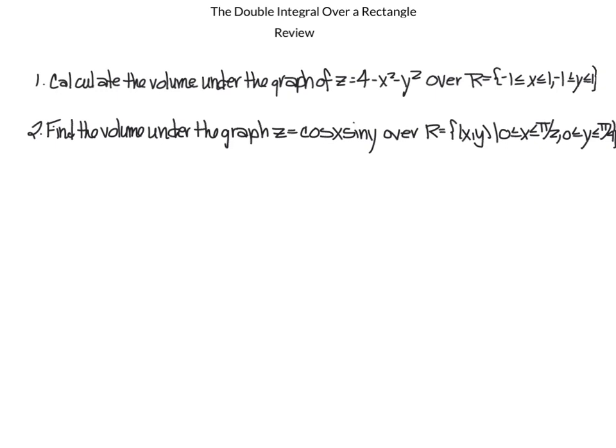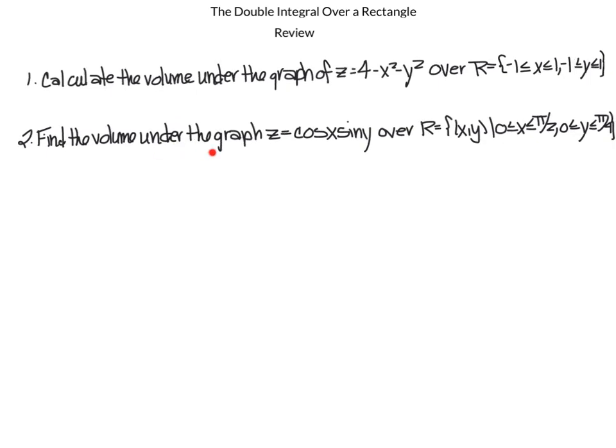The first is to calculate the volume under the graph of z equals 4 minus x squared minus y squared over the region x goes from -1 to 1, y goes from -1 to 1. The second problem is to find the volume under the graph z equals cosine x sine of y over the region xy such that x is between 0 and pi over 2 and y is between 0 and pi over 4. My suggestion to you is to pause the video, give them a try, and then when you come back, I'll have solutions for you.